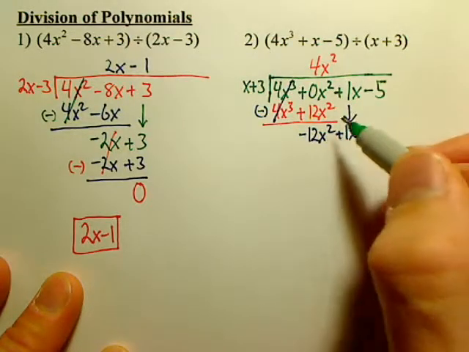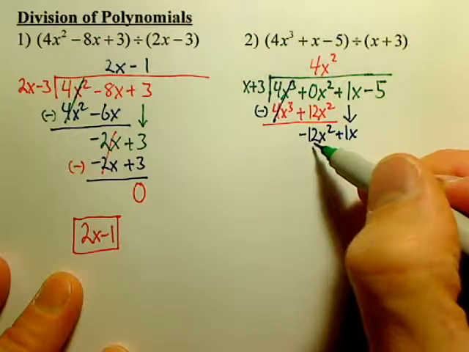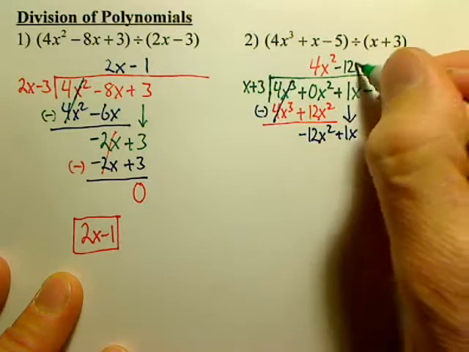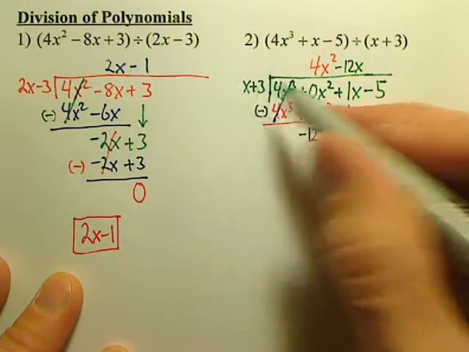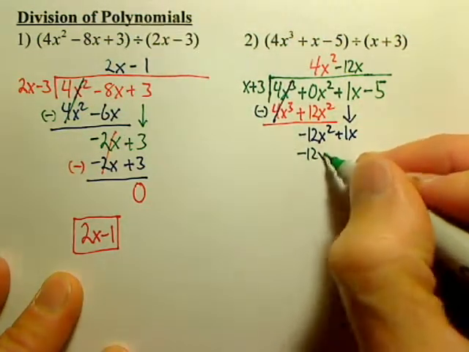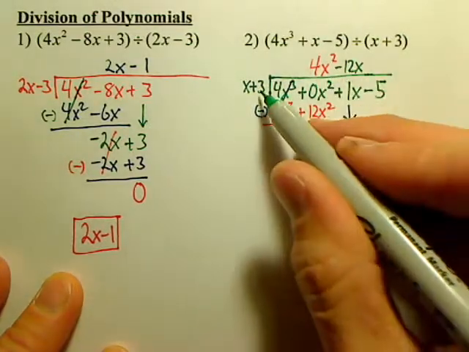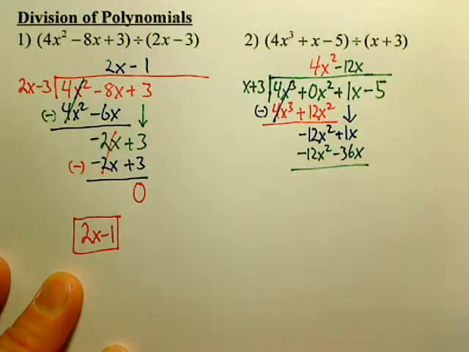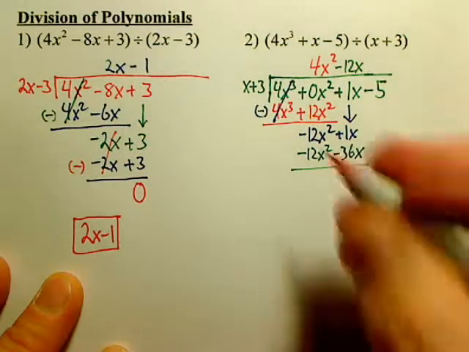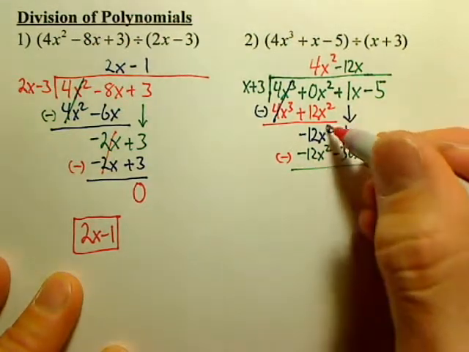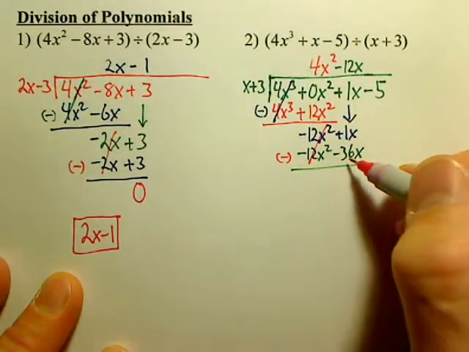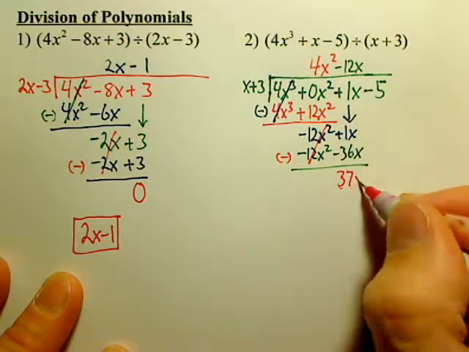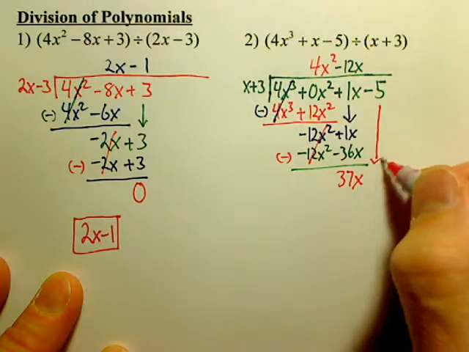Okay, now what times x will give me negative 12x squared? Well, wouldn't that be negative 12x? Wouldn't negative 12x times x give me negative 12x squared? Yes, it would. And then negative 12x times 3 is negative 36x. And guess what we're going to do again? We're subtracting down again. All right, just be careful with the subtracting down. That cancels. What's 1 minus a negative 36? Be careful there. It's positive 37x. Bring down the negative 5.